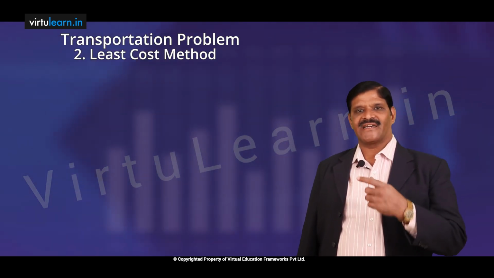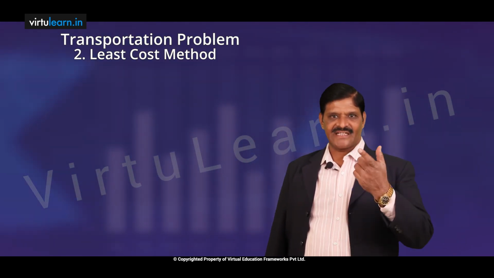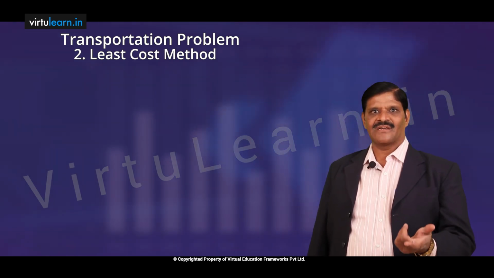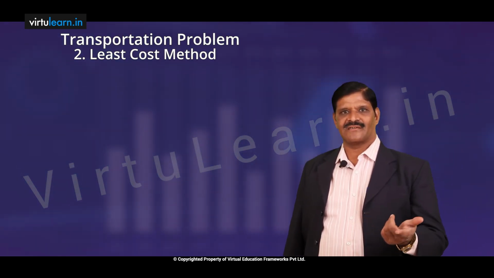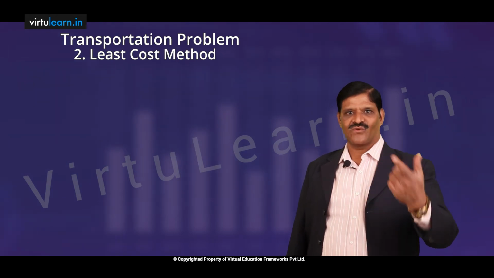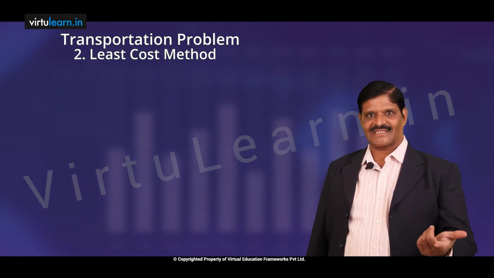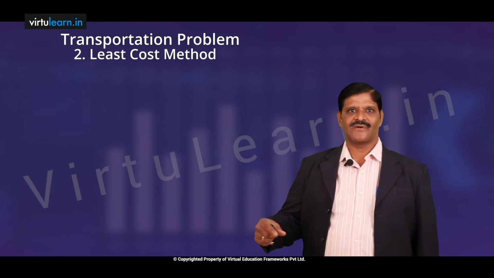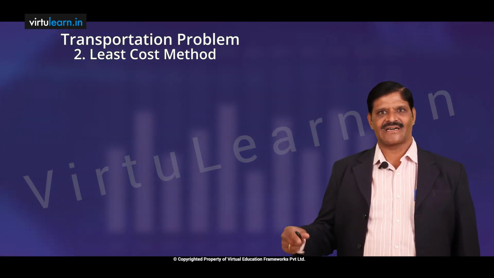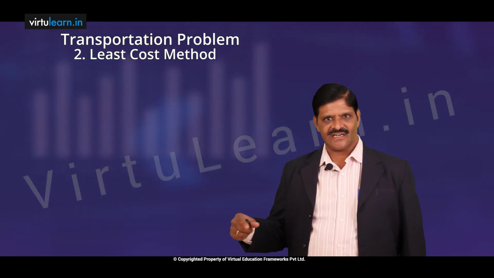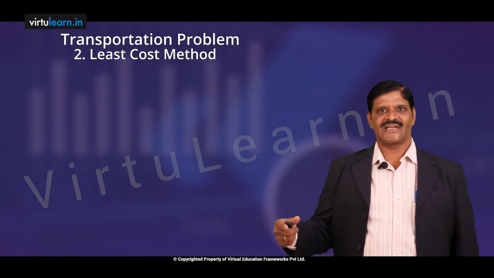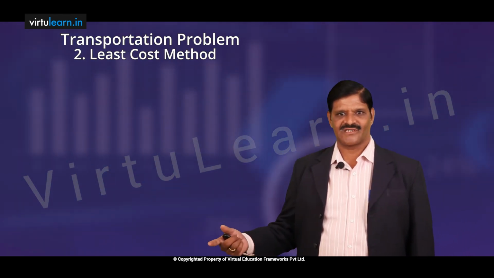Then we'll identify the next least cost. There we'll also make allocation based upon the availability and the demand. Then we'll move on and find the next least cost. Likewise, we keep on searching for the least cost in the table, and we try to allocate the maximum number of units. Then we'll find out the total transportation cost.